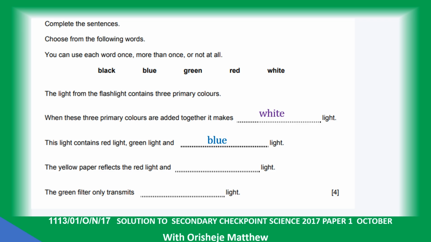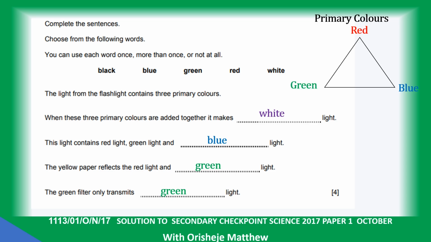Yellow paper reflects red light and green light. The green filter only transmits green light. So if you have the primary color, you have red, green, and blue.